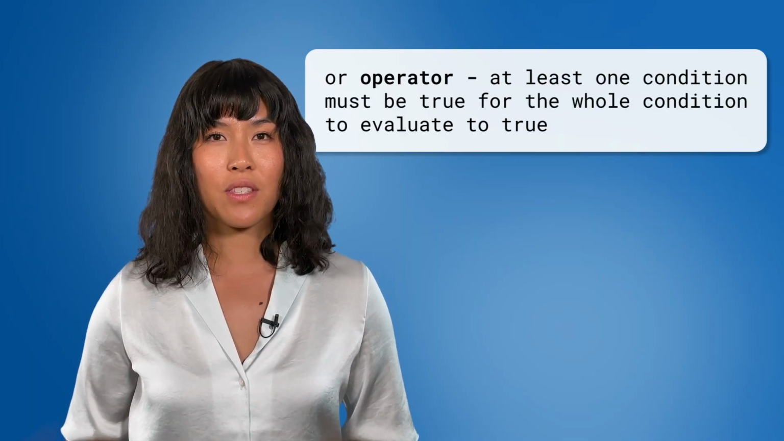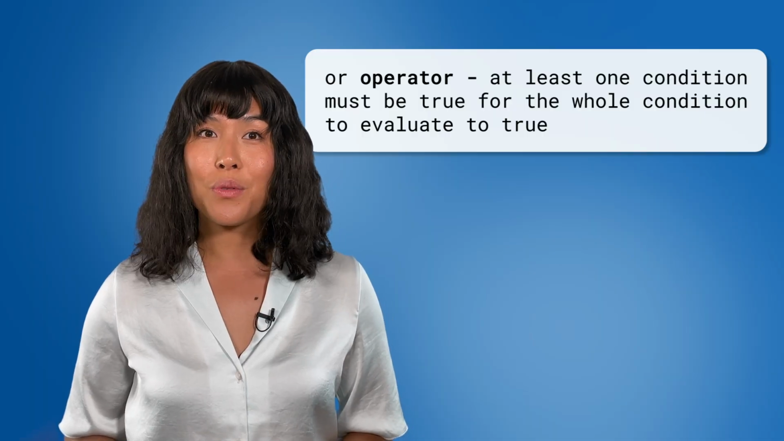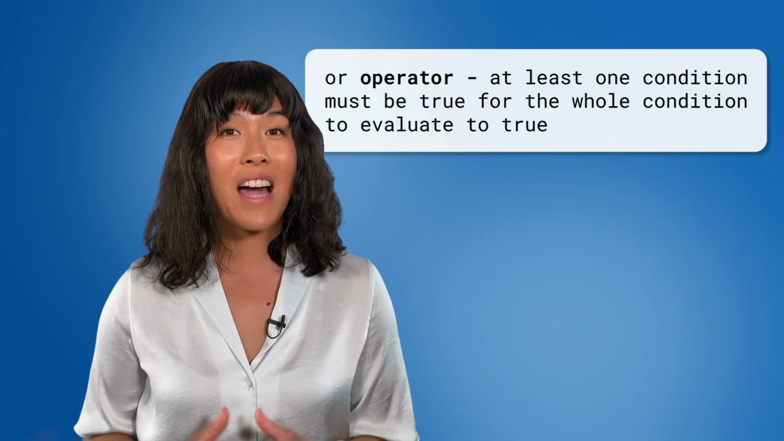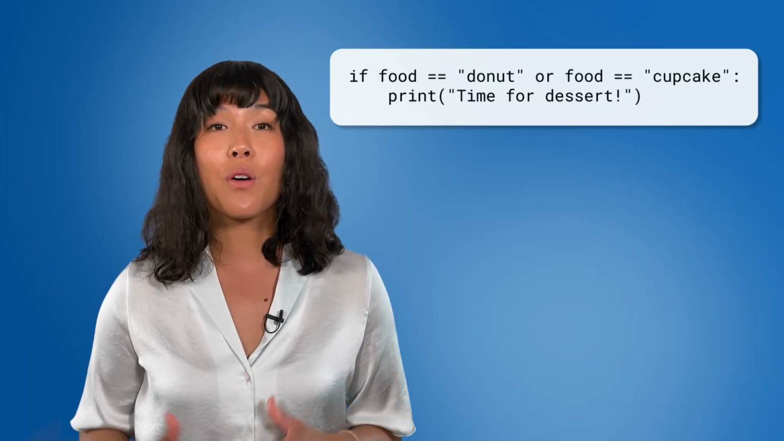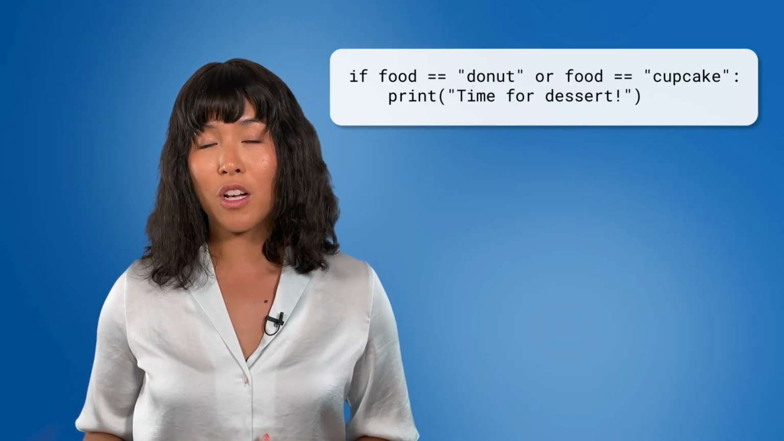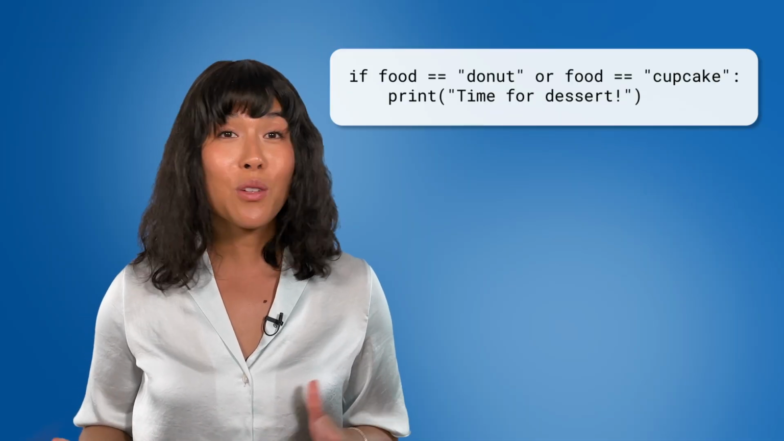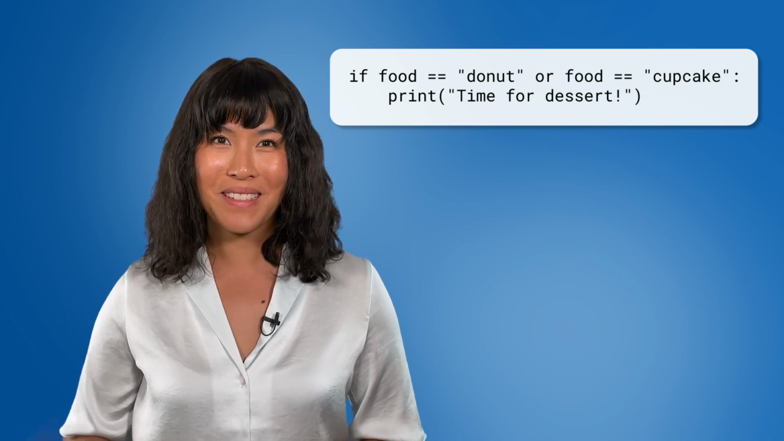If we want to make sure that at least one of the statements is true, even if the other one is false, then we can use the OR operator. This operator becomes true if at least one condition is true. For example, we could check if the food variable is equal to donut, or the food variable is equal to cupcake. If food is equal to either of these variables, we print that it is time for dessert.